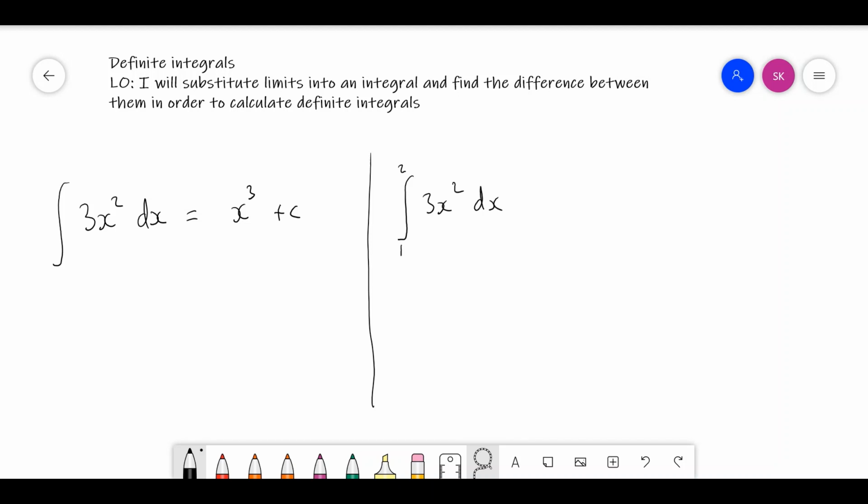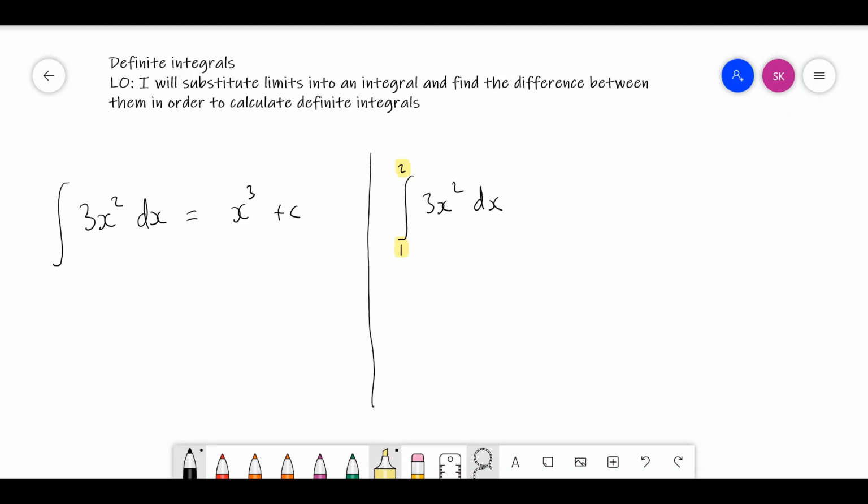This is what a definite integral looks like. What's the only difference between a definite and an indefinite integral that you can see in front of you? Hopefully you've noticed, a definite integral has these two numbers at the top and the bottom. We call these numbers limits.